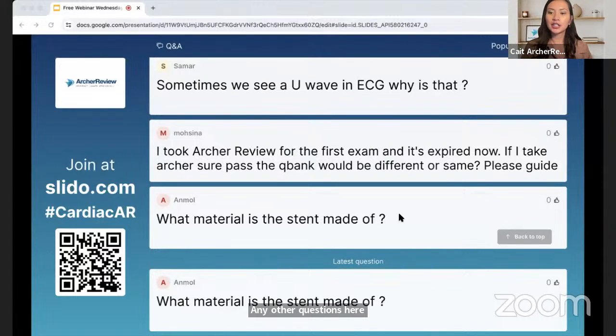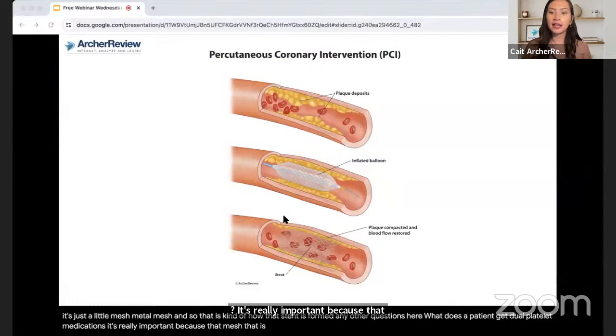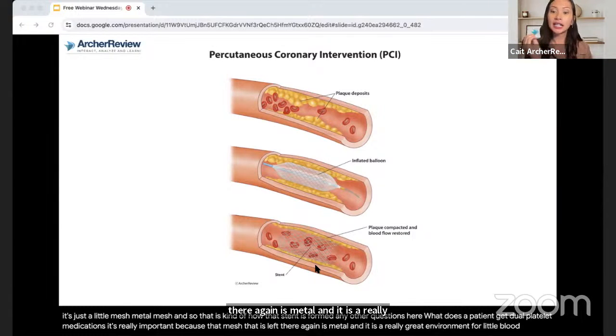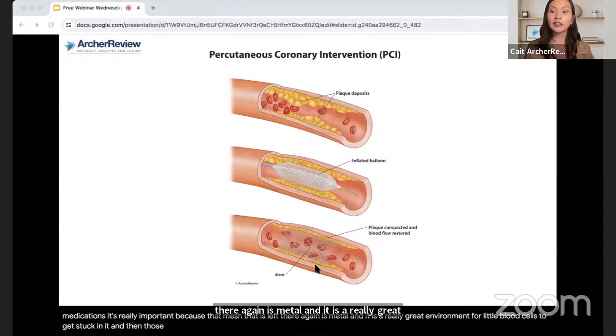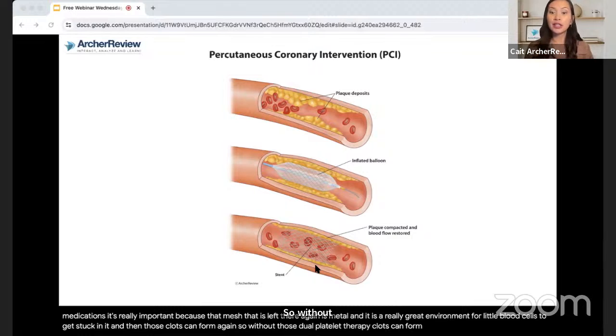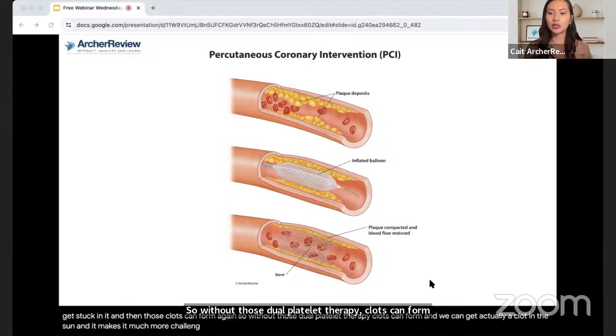Why does the patient get dual platelet medications? It's really important because that mesh that is left there, again, is metal, and it is a really great environment for little blood cells to get stuck in it, and then those clots can form again. So without that dual platelet therapy, clots can form, and we can actually get a clot in the stent, and it makes it much more challenging to treat if that happens.